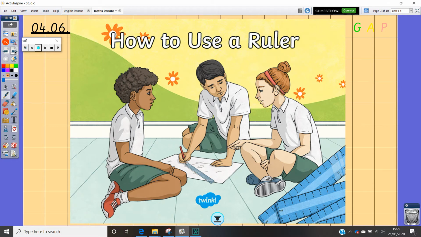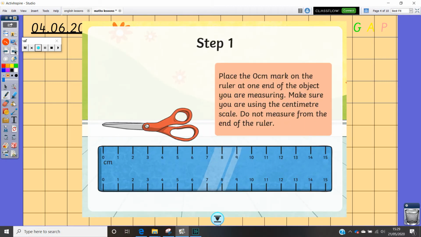So have a little listen and see if you can remember how to use a ruler effectively to measure a line or an object. So step one, we need to place the object, whatever it is that we are measuring. In this case, it's a pair of scissors, on the 0 centimetre mark on the ruler. Now, if you remember from when we've done this before, our rulers have a little bit of an overhang here. They don't start on the edge on 0. We need to move it in slightly onto 0.